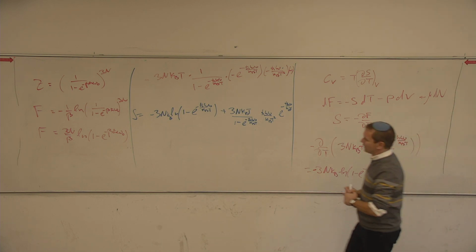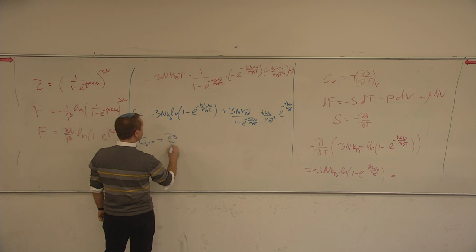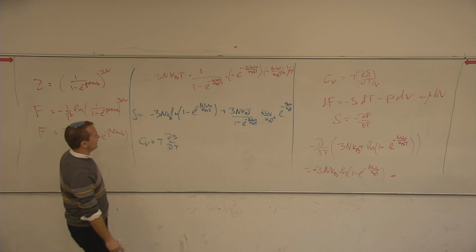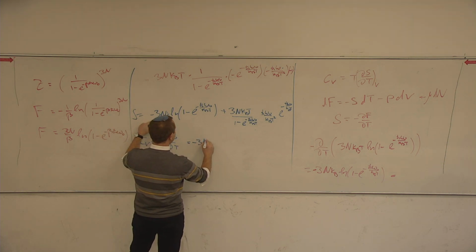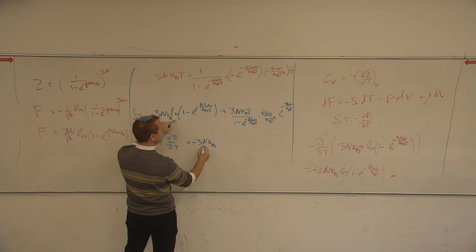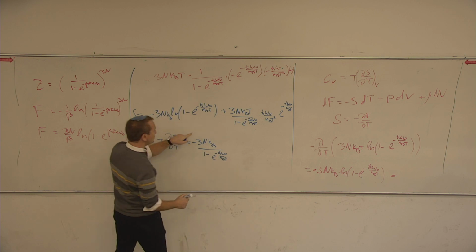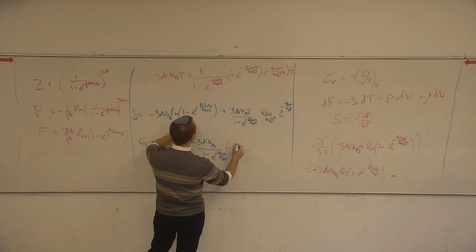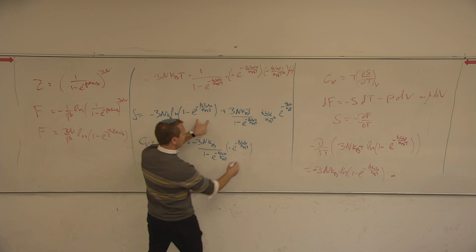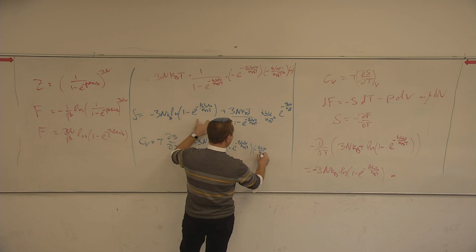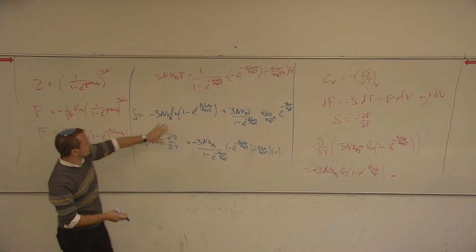Okay, let's do it fast. So C_V is equal to T dS/dT. Now we are going to perform this, which stays minus 3n k Boltzmann. We take the derivative of this guy, which is 1 minus e to the minus h bar omega 0 divided by k Boltzmann T, multiplied by minus e to the power minus h bar omega 0 by k Boltzmann T, multiplied by minus h bar omega 0 by k Boltzmann T squared, multiplied by minus 1. Okay, so this is the derivative of this part.